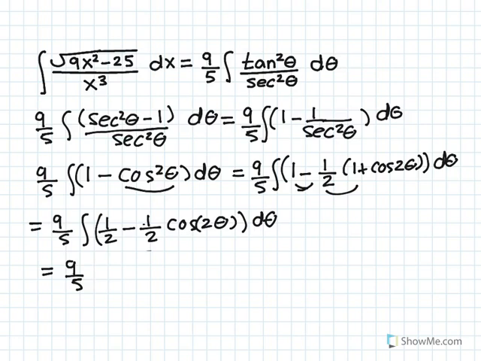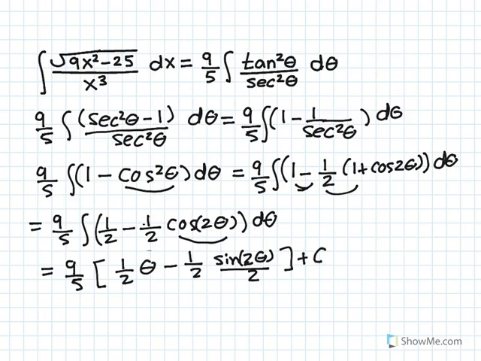So what do we get? Well, we have integral 1/2, that gives us 1/2 theta minus 1/2. What is the integral of cosine 2 theta? Well, the integral of cos theta would be sine theta, but we have cosine 2 theta. That means we have to use u substitution. Let u be equal to 2 theta, du is 2 d theta. So the integral of cos 2 theta will be sine 2 theta divided by 2, and that's just reversing the chain rule.